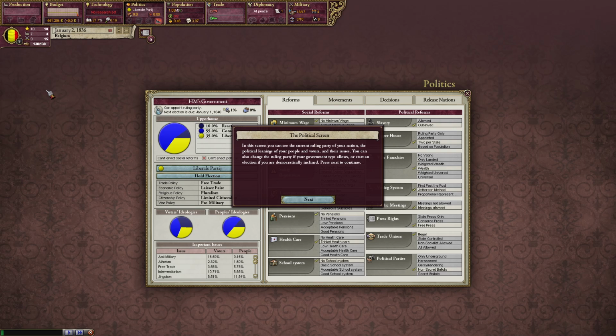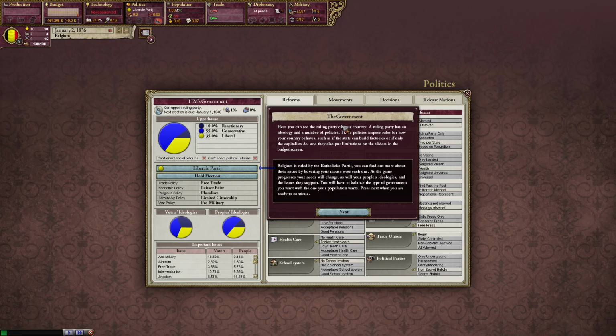In this screen, you can see the current ruling party of your nation, the political leanings of your people, and voters and their issues. You can also change the ruling party if your government type allows, or start an election if you are democratically inclined. It's hard to see here. We've got mostly conservatives, some liberals, and I think that is probably reactionaries. I can't click on it. There's all the reforms and everything.